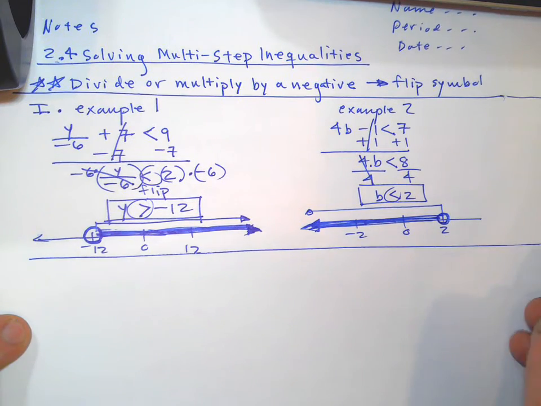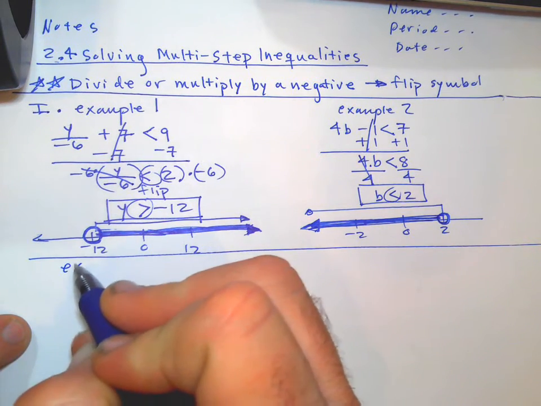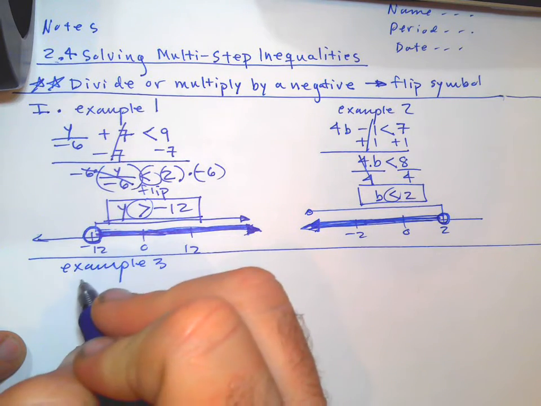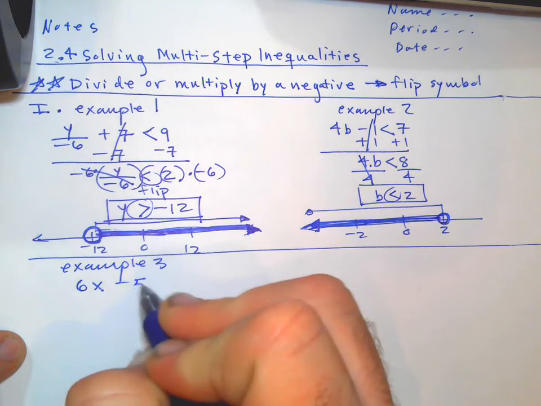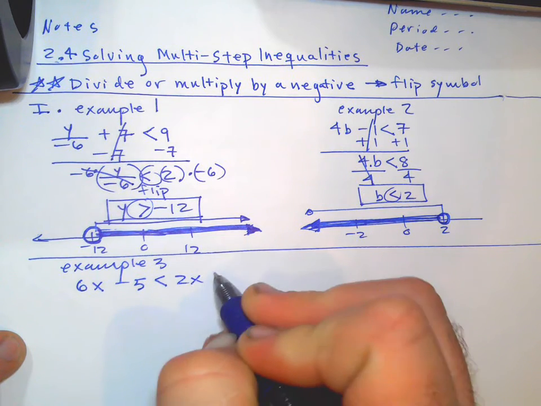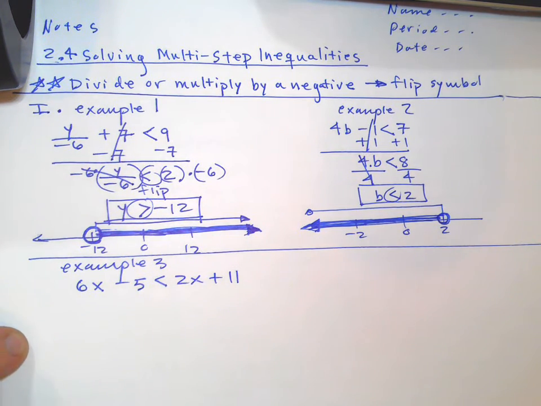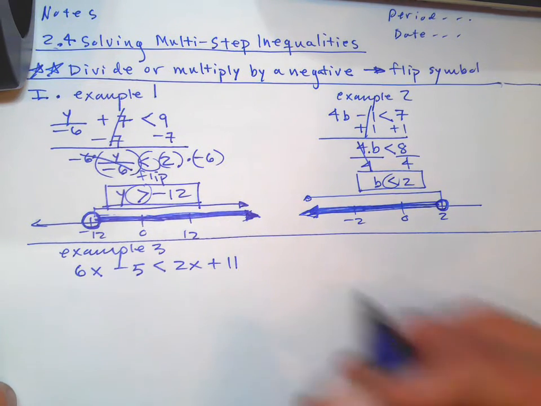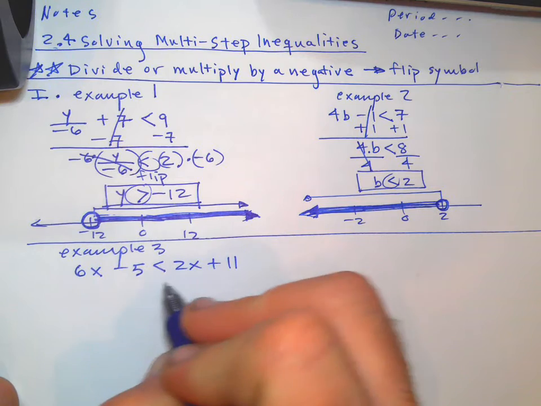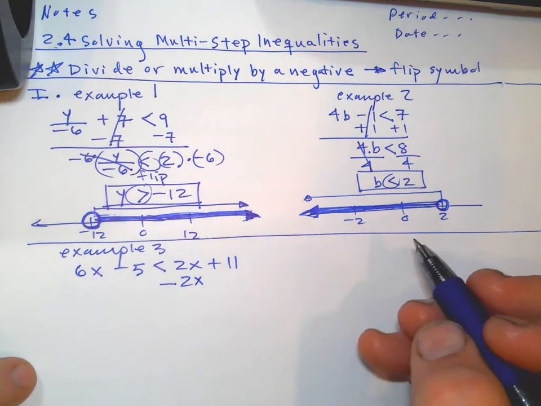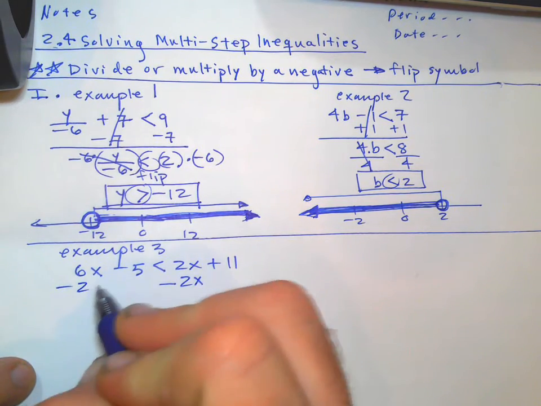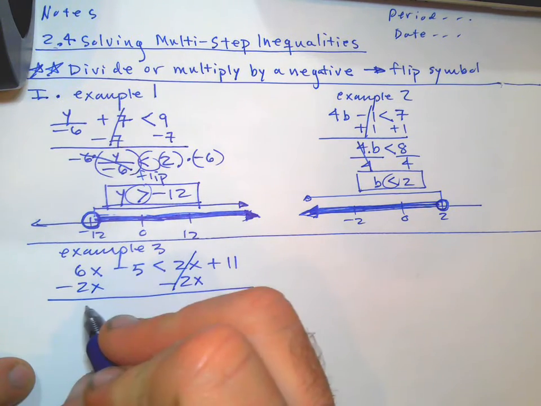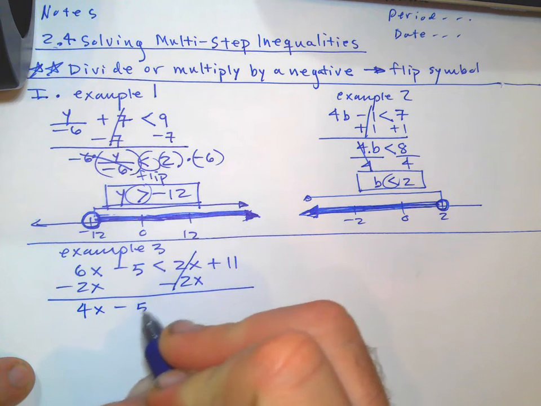Okay, now we can do a couple more examples of this style. Example 3: 6x minus 5 is less than 2x plus 11. This one's a little more complicated because now we have variables on both sides. So you want to get your variables together on the same side first. I'm going to subtract 2x. I usually like to get rid of the smaller amount because that usually avoids more complicated negative stuff. So subtract 2x from both sides. Rewrite it.